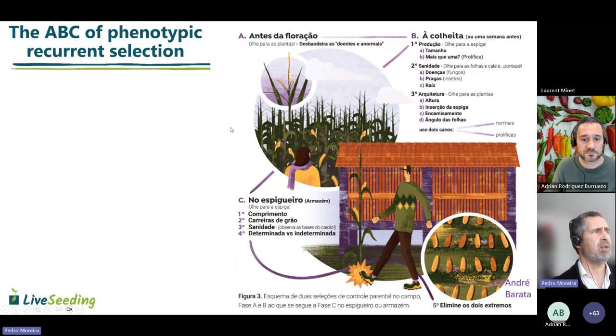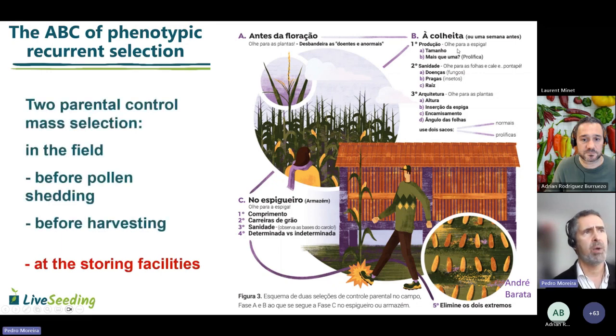This is the ABC phenotypic recurrent selection that we have. And as you can see, we can do the selection. Generally, it's very seldom among farmers to do this, but you can do what we call negative selection. In this case, you go to the field, you take the tassels, and the tassels before pollination occurs. Okay, this is very important. Otherwise, it's useless to do that.